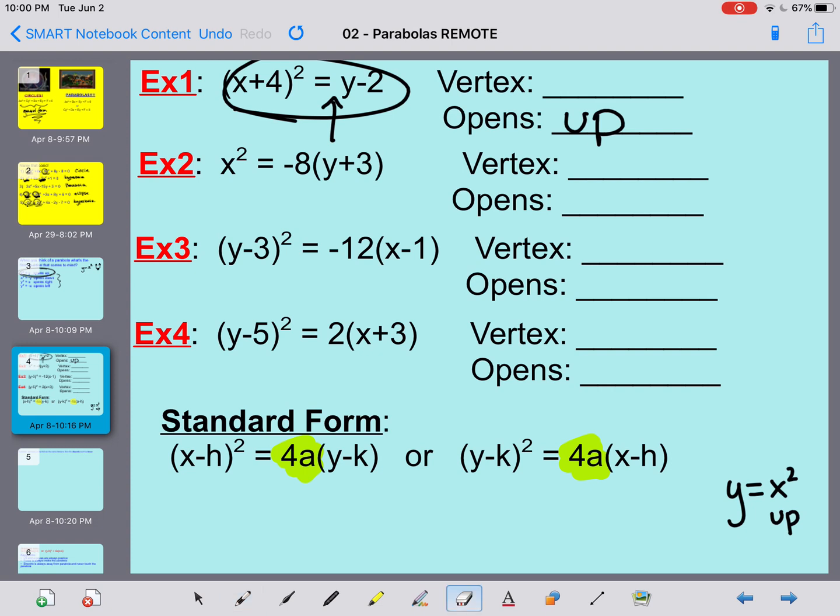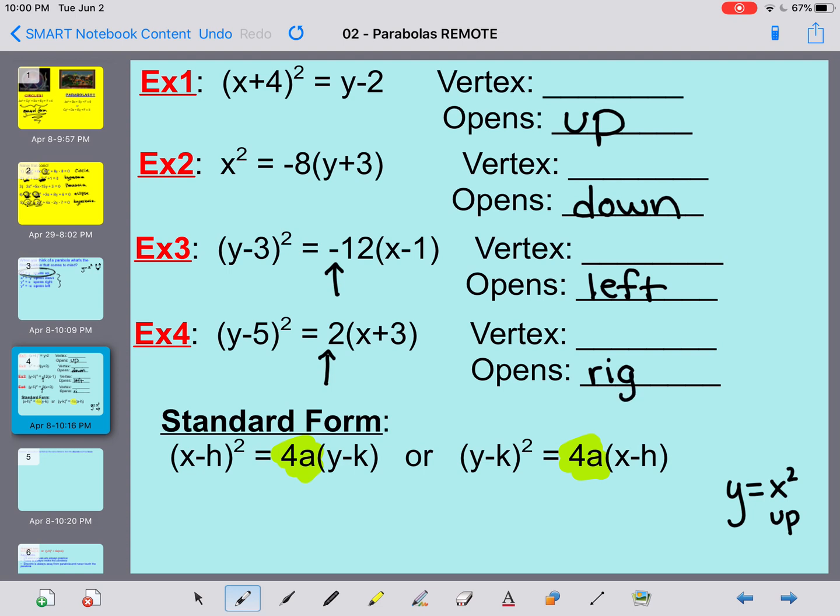For example 2, I also see y equals x squared, which is our most basic parabola we know. But this time I see a negative in front, so I'm going to say this opens down. For number 3, I see the y is being squared this time, which is not what we're used to. So I'm thinking left and right. That negative tells me left. And same thing for number 4. I see the y value is being squared, which is what we're not used to. And I'm seeing a positive here, so I think that is right. Okay? So whatever works to get you those ups, downs, lefts, and rights, make sure you understand that.